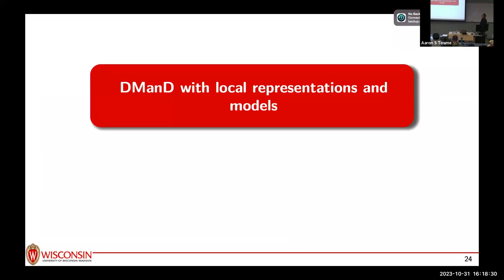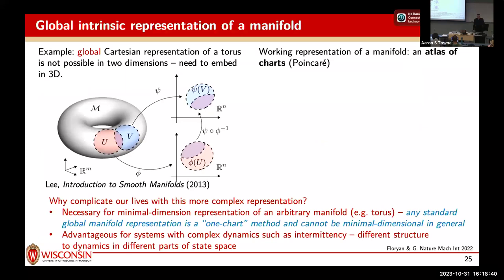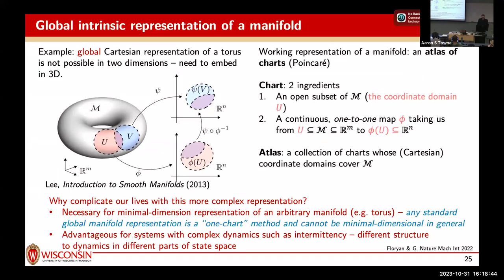I mentioned this issue of needing local representations if you have a complicated manifold. And so my postdoc, Daniel, developed this method that's based on ideas that come from topology. So this is classical material, open to a differential geometry or topology text, chapter one or chapter two. We'll talk about charts and atlases. So a chart is a local region of a manifold where you can put down Cartesian coordinates. And an atlas is a collection of those charts that covers the whole manifold. It's very nice language, actually.